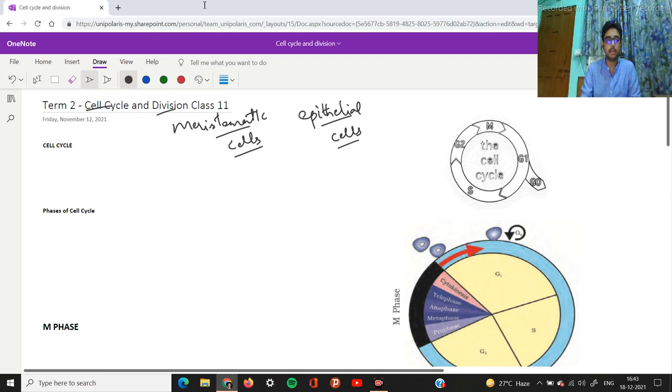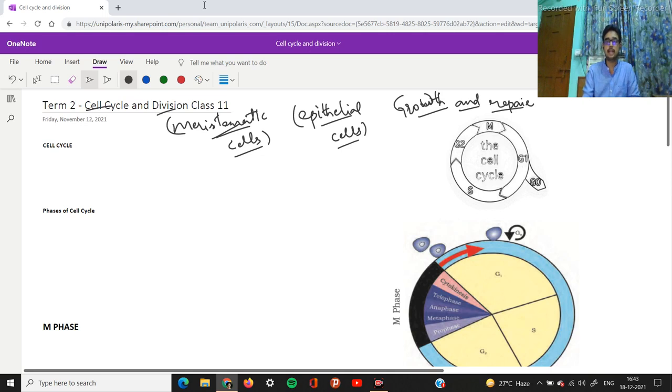So what are the two important parts of cell cycle that we need to remember? Growth and repair. Understood? So growth and repair are among the most important parts of the cell cycle. That's how we have to remember this. So now, let's begin with understanding the depth of the cell cycle.